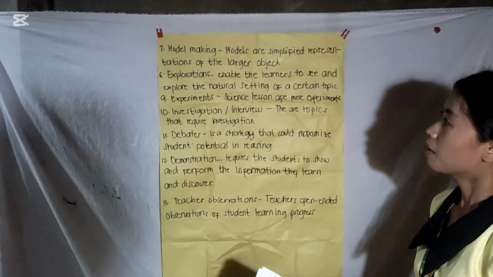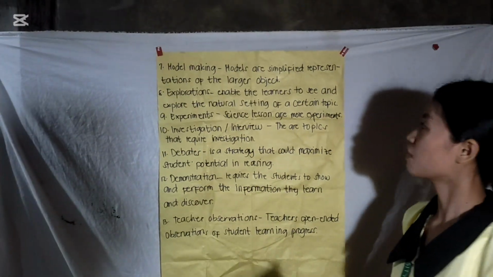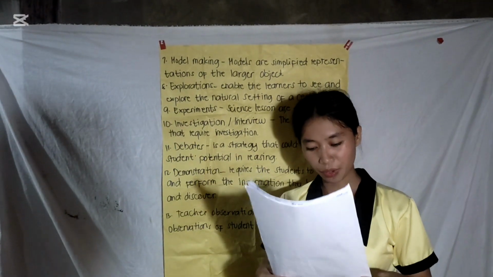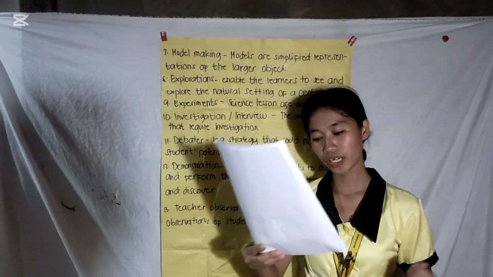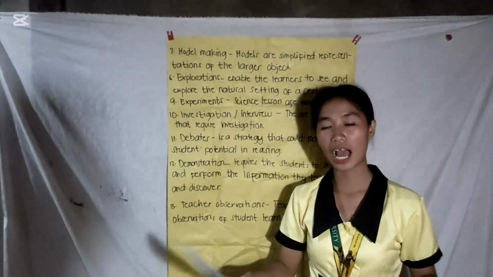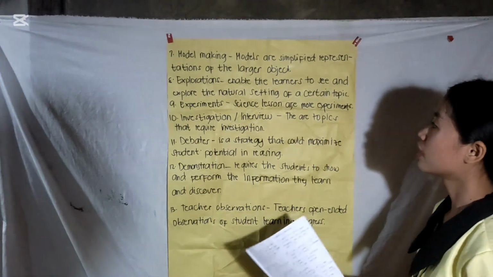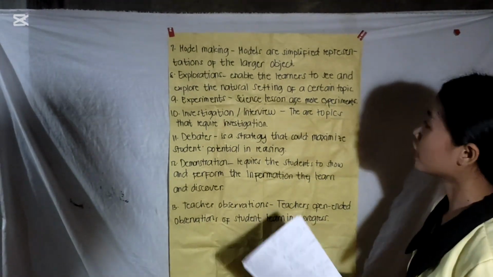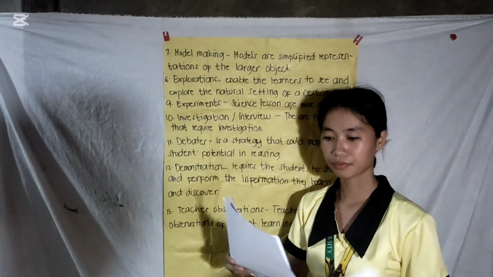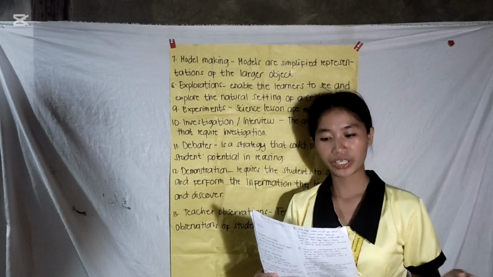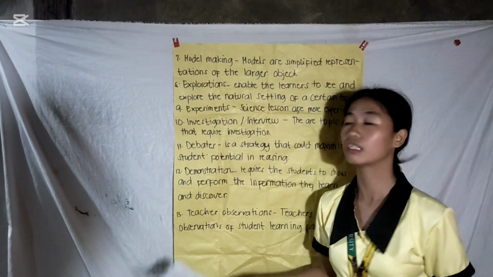Number 7, model making. Models are simplified representations of the larger objects. For example, we cannot bring the whole original solar system in the classroom, but we can make a solar system of our own out of smaller materials. Number 8, explorations enable the learners to see and explore the natural setting of a certain topic. This way, they will be exposed to a real-life scenario which will enable them to relate, offering learning.